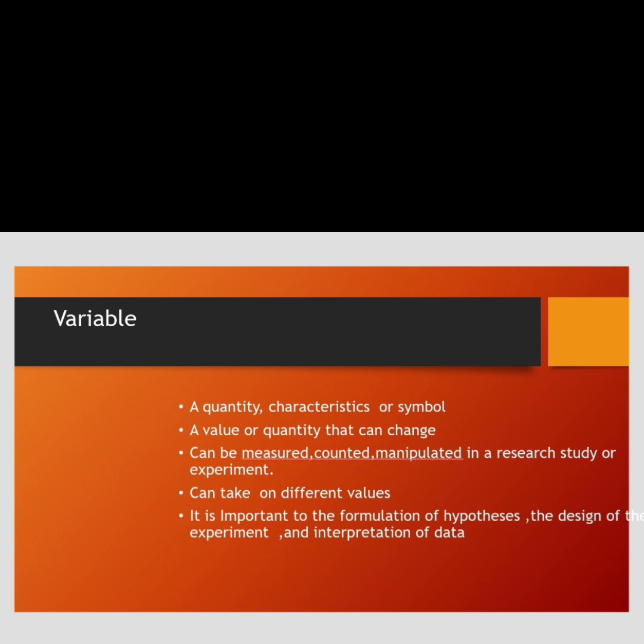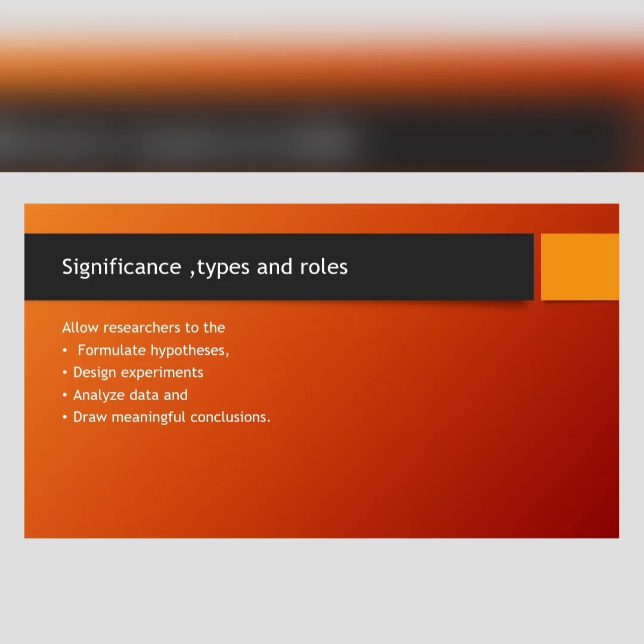Second one, variable. A variable is a quantity, characteristic or symbol that can be measured, counted, or manipulated in a research study or experiment. It can take on different values, and it is very important to the formulation of hypothesis, the design of research experiment, and interpretation of data. So variables help researchers to formulate hypotheses, design experiments, analyze data, and draw meaningful conclusions.